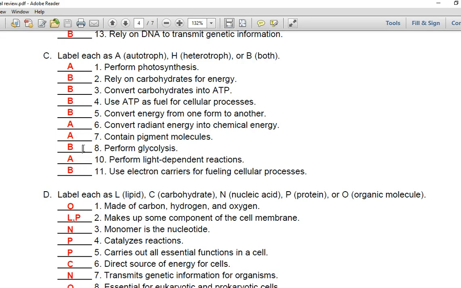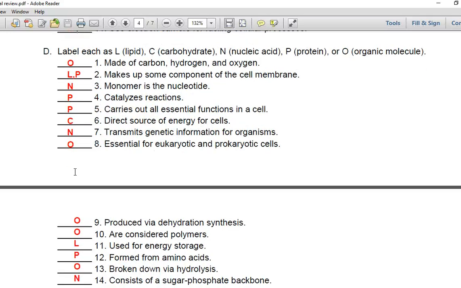Number 8, perform glycolysis. That's the first step to cellular respiration, so that would be both. Number 10, perform light-dependent reactions. That would be autotrophs only, because that's the first stage of photosynthesis. Number 11, use electron carriers for fueling cellular processes. That's both. NADPH, NADH, and FADH2 are all molecules that are used as electron carriers, and they're a part of cellular respiration and photosynthesis.